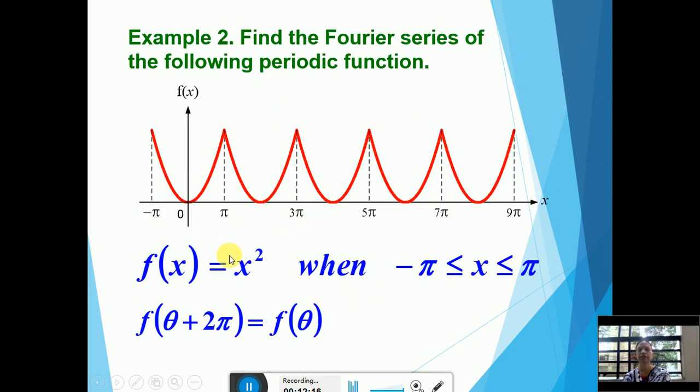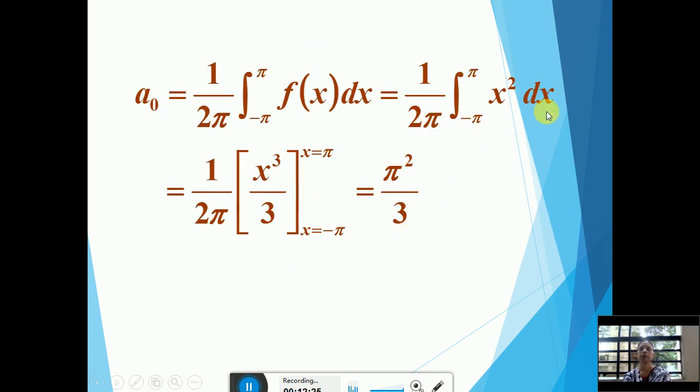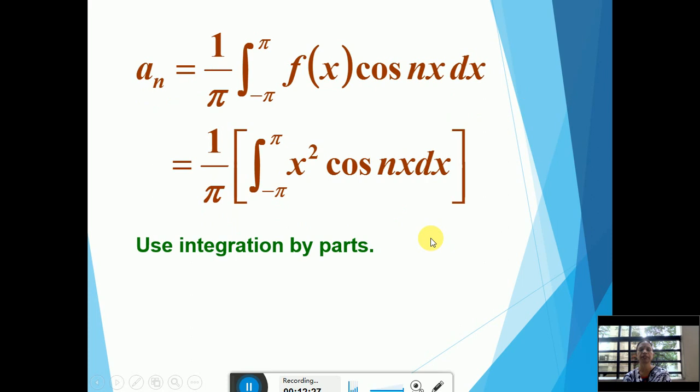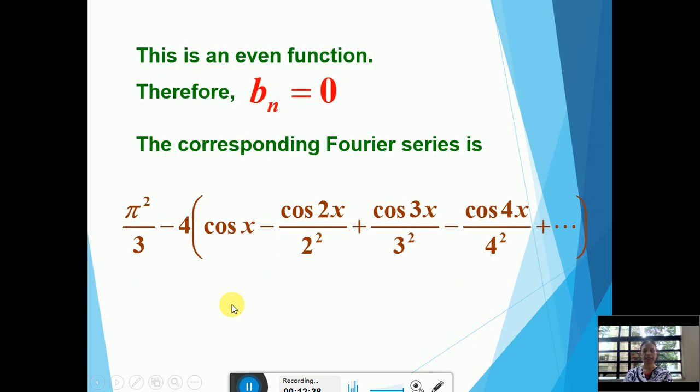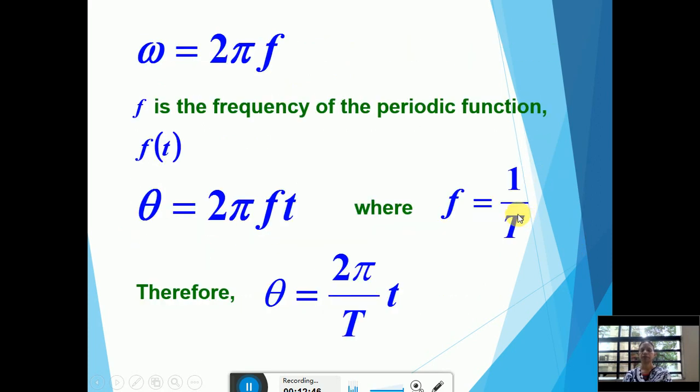Let us take this as an even function. f of theta plus 2 pi is equal to f of theta because the periodicity is 2 pi, and if you integrate between the limits, what you are getting is pi squared by 3. For An, use integration by parts. When n is odd, this is what you are getting. When n is even, you are getting this. We are making use of the trigonometric relations. Therefore, Bn is 0 because it is an even function. So the corresponding Fourier series is given by cos of all this.